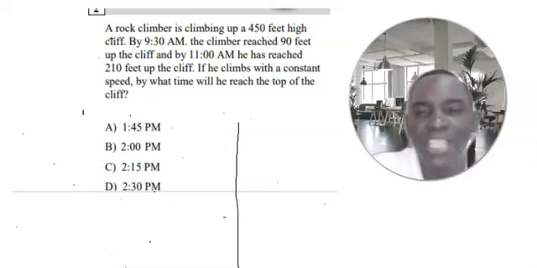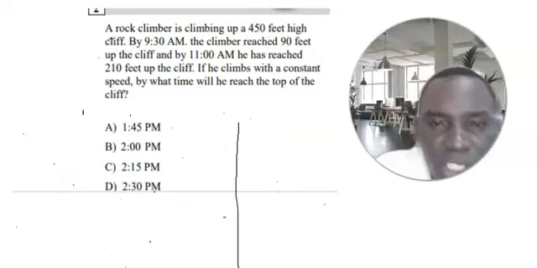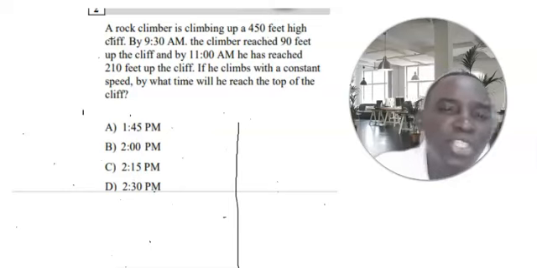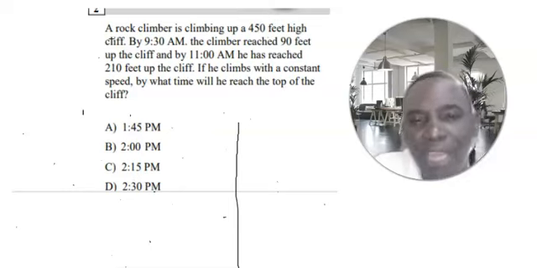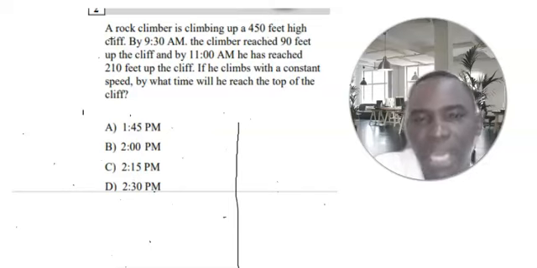Now we have this SAT question. You can actually pause the video and see if you can crack this before we crack it. The question says that a rock climber is climbing up a 450 feet high cliff. By 9:30 a.m. the climber reached 90 feet up the cliff, and by 11 a.m. he has reached 210 feet up the cliff. If he climbs with a constant speed, by what time will he reach the top of the cliff?